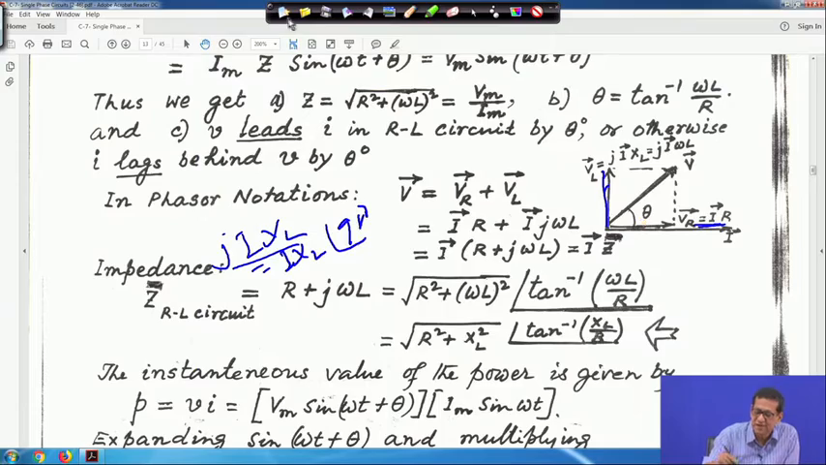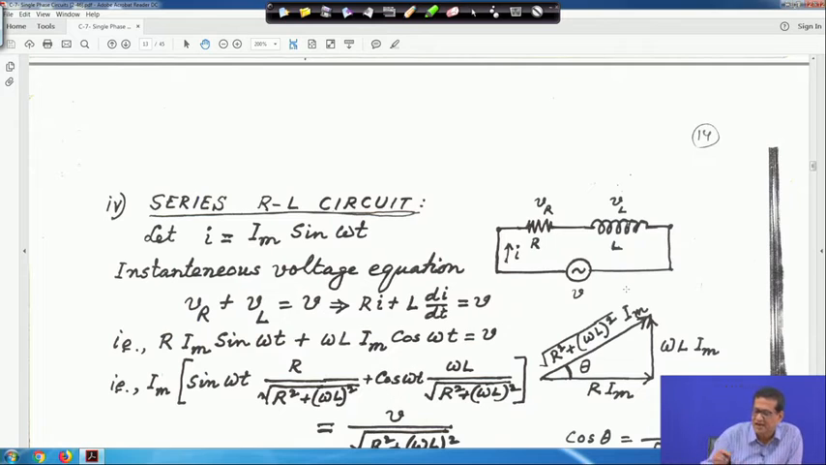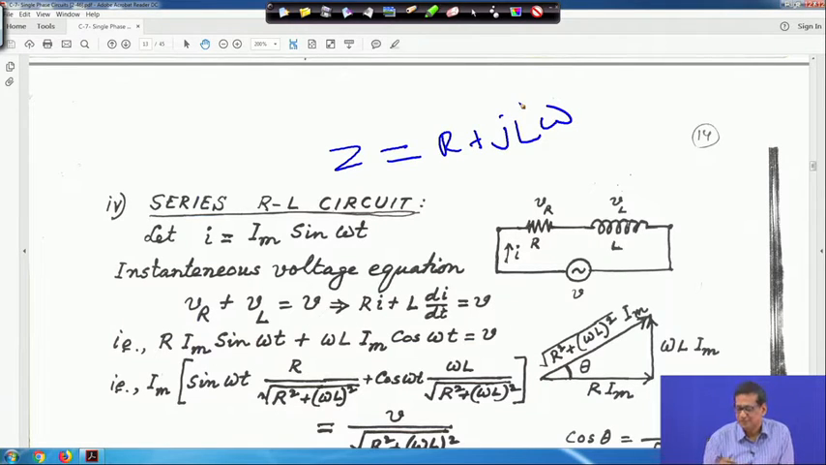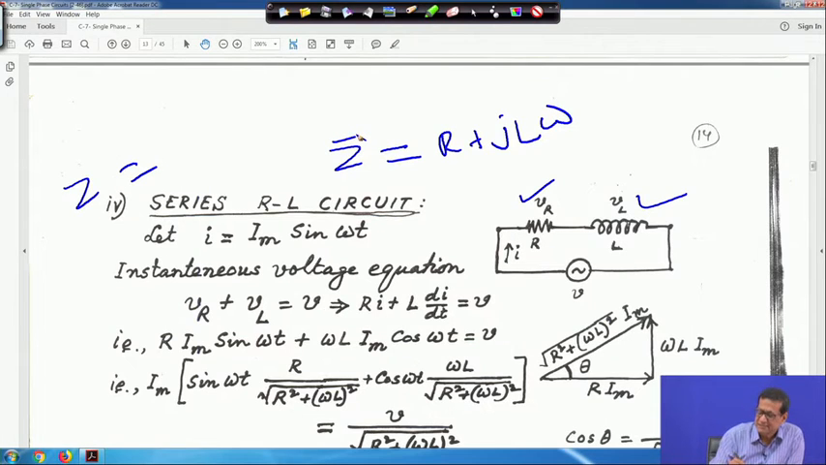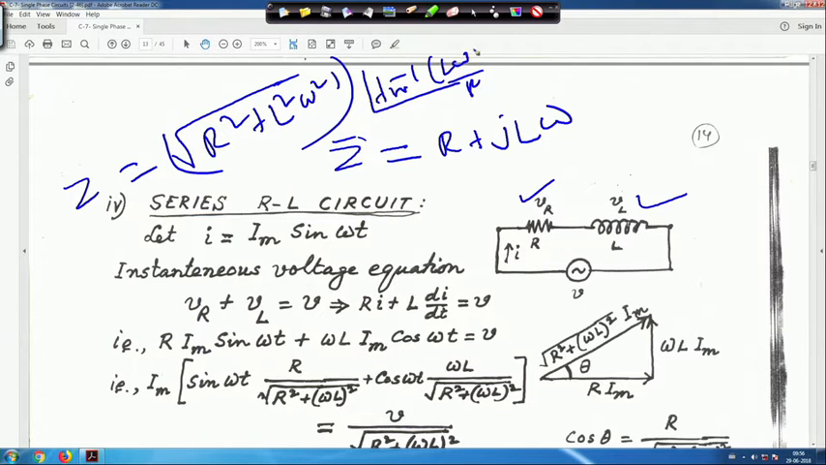Now, let us come back to the diagram once again. That means the impedance of an inductive circuit, Z, we can write as R plus jLω, because this is purely resistive R and this is the inductive L. So its reactance is Lω. So, R plus jLω. If you take this as a complex quantity Z bar, its magnitude is the square root of R squared plus L squared ω squared, and its angle will be tan inverse Lω by R.